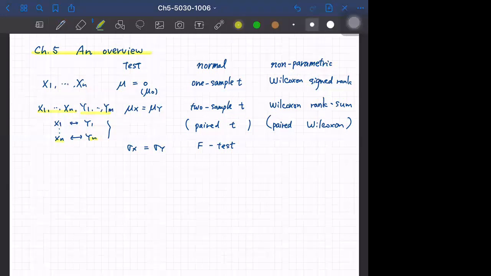So we have studied one sample t-test. So you have a good image of testing at this point, but here I explained what other tests we discuss in chapter 5.